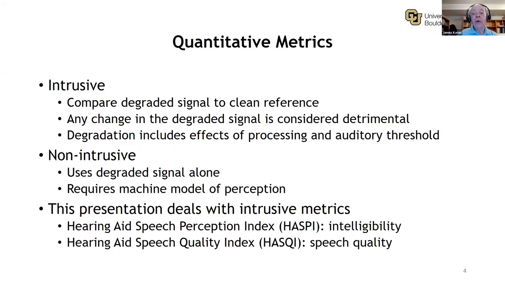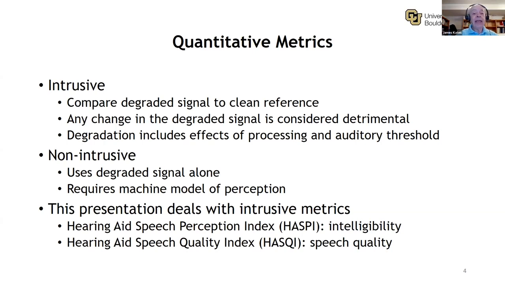Now, when we come to quantitative metrics, there are two ways of designing them. Most common is an intrusive metric where the degraded signal, let's say the processed signal coming out of a hearing aid, is compared to a noise-free, distortion-free, reverberation-free reference signal. And we're going to compare these two signals, and in general, any difference, any change in a signal is considered detrimental to speech intelligibility or to speech quality.